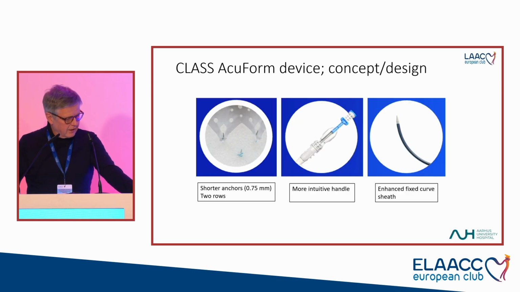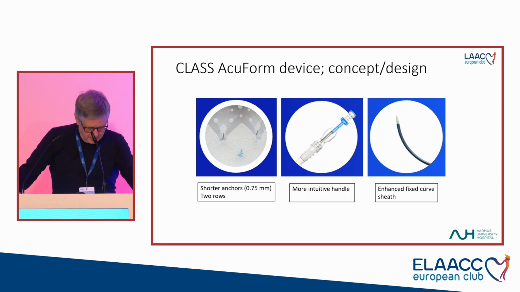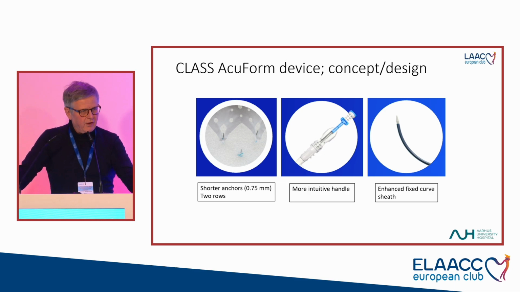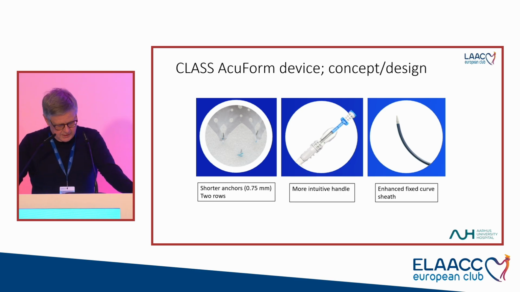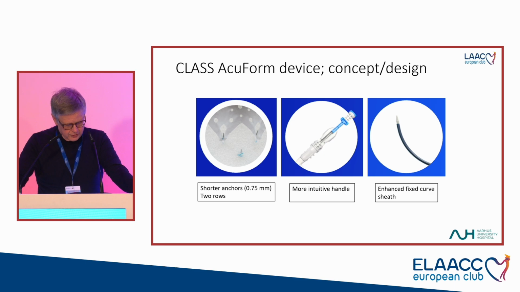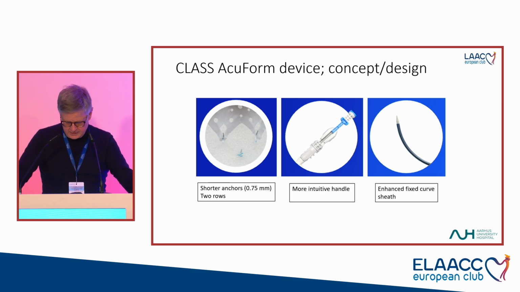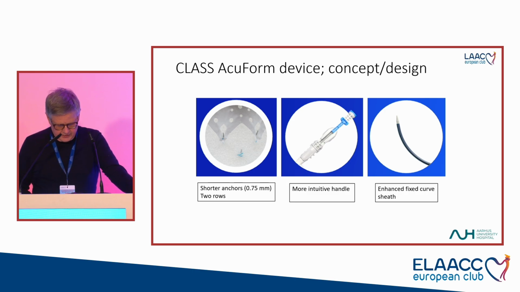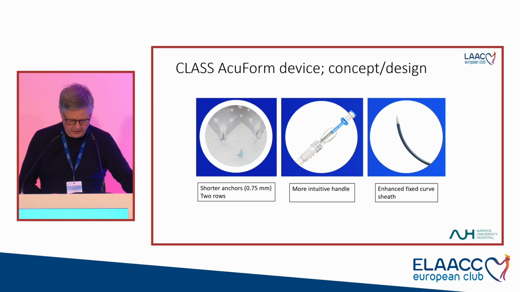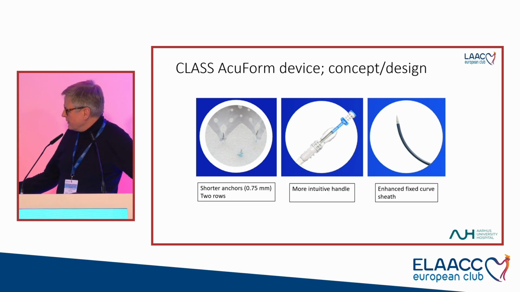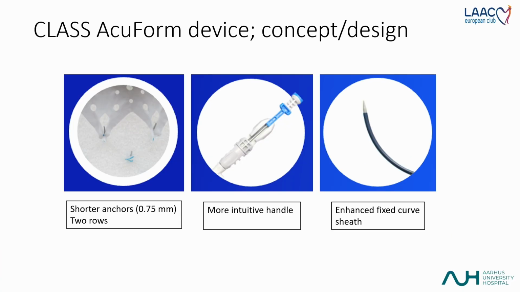The device has some anchors here. Initially the anchors had a length of 1.5 millimeters, and in the first generation with this device there were some pericardial effusions, probably caused by the length of the wire. So in this second iteration of the device, the anchors are down to 0.75. There are also some changes to the device handle. In the middle you can see the device handle here, and this is very intuitive, where you can control the suture or the tether of the device by stretching it out or having slack to the suture.